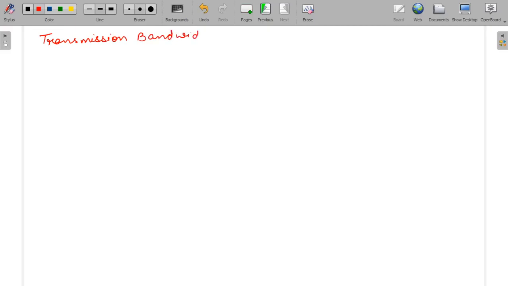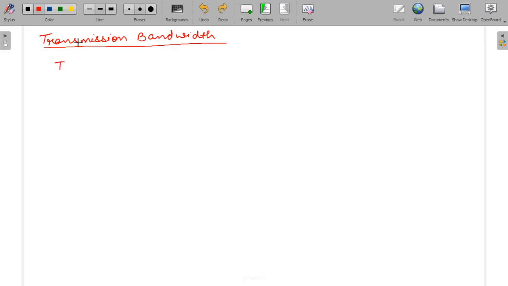So transmission bandwidth we will see now. I think noise is coming from the fan, so I will slow down the fan. Okay, so now transmission bandwidth.